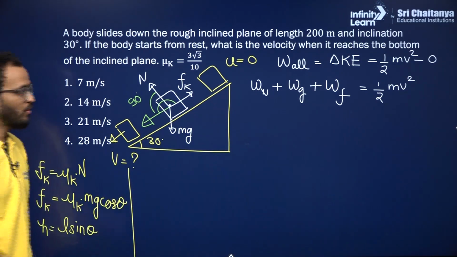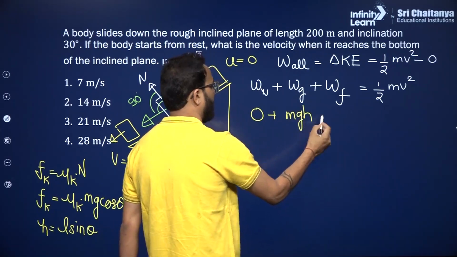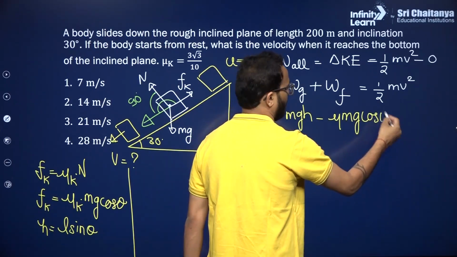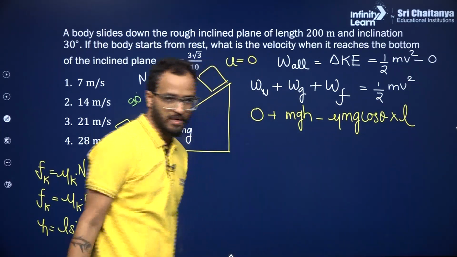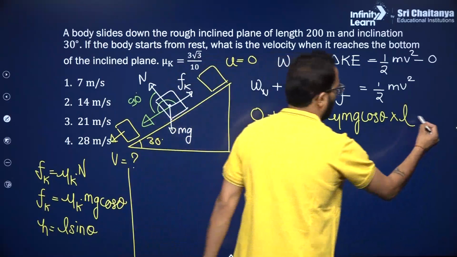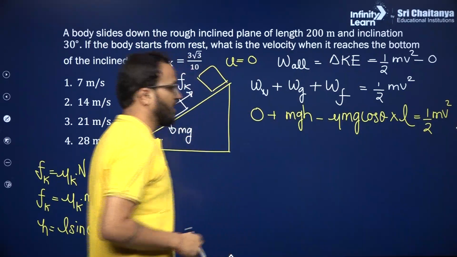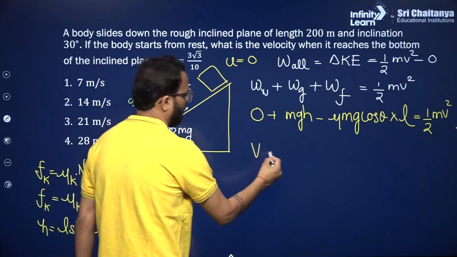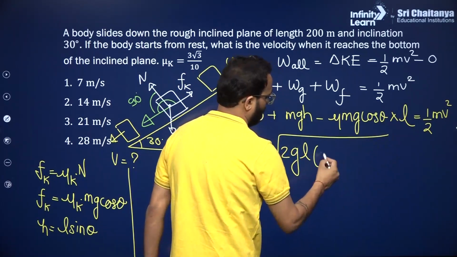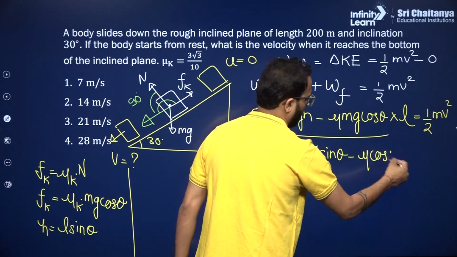Okay, now everything is known to us. Work done by normal will be 0. Work done by gravity will be mgh minus mu mg cos theta into L, that is displacement. Why minus? Because obviously I have told you the angle is 180 degrees, which will be equal to half mv square. Okay, now m and m will get cancelled, v will be equal to root 2gL into sin theta minus mu cos theta.